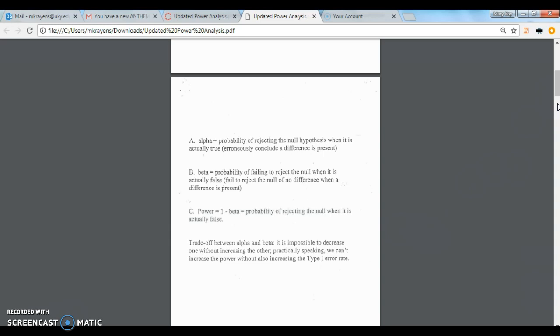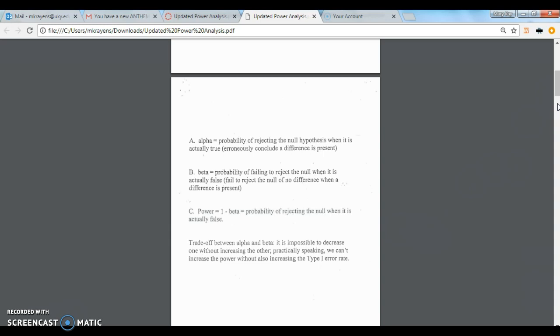So what has happened practically is that statisticians have developed this rule of thumb where they've said, we've decided that acceptable levels of error for alpha and beta would be 0.05 for alpha and usually 0.1 or 0.2 for beta. It depends on the context. So what does that mean?